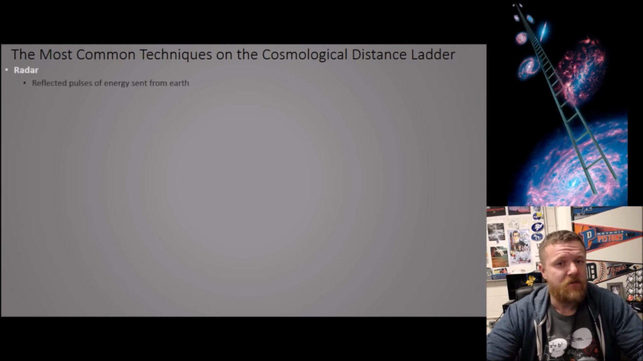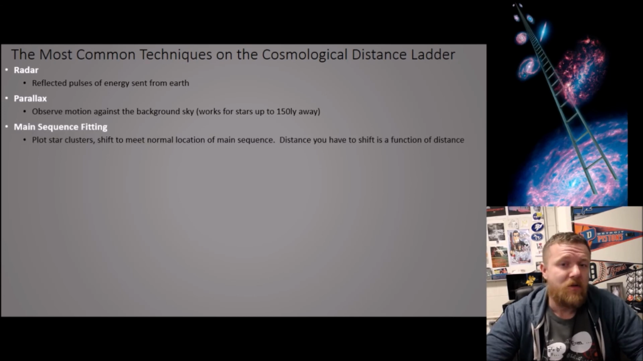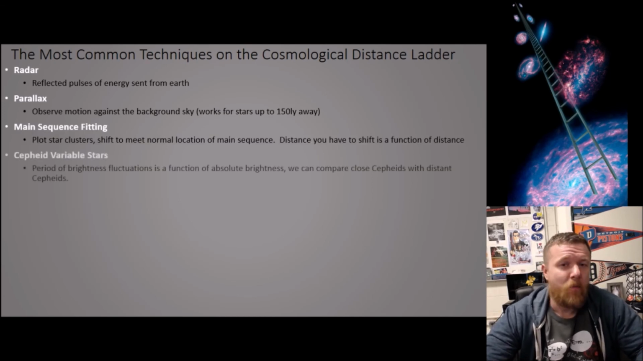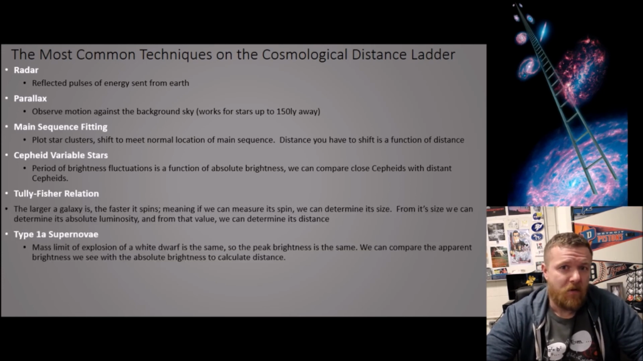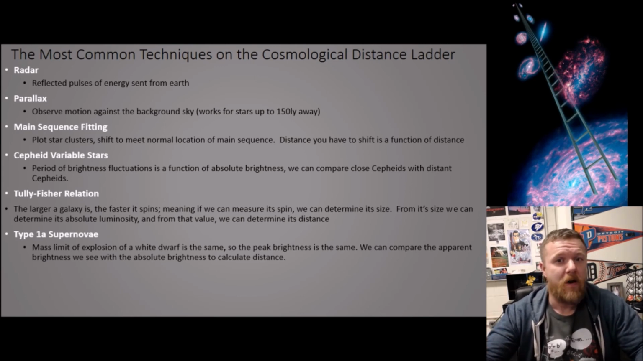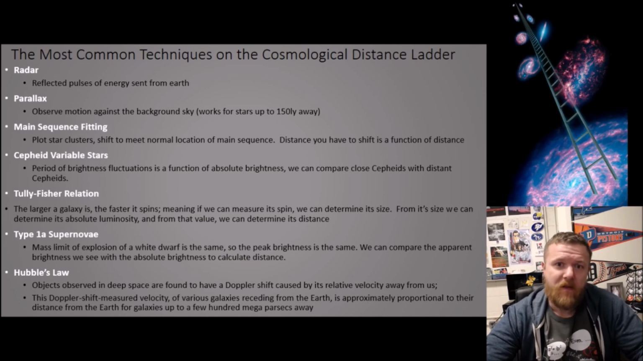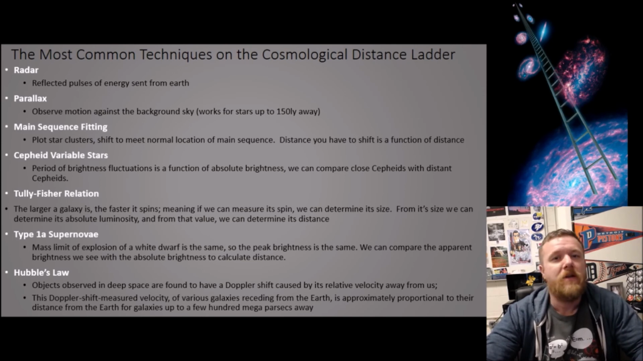The first method is to use radar. The second one is a method called parallax. And then we get to main sequence fitting, and then we get to Cepheid variable stars. You might notice that some of these are familiar. I know that I've mentioned parallax. Hopefully you know what a main sequence star is. I know I've mentioned Cepheid variable stars as well. And then we get to the Tully-Fisher relationship, which we haven't talked about, and supernova type 1a, which we have talked about. Finally, we get to Hubble's law, and we are going to spend all of next week, all 5 days, learning about Hubble's law. But we are going to mention it today.